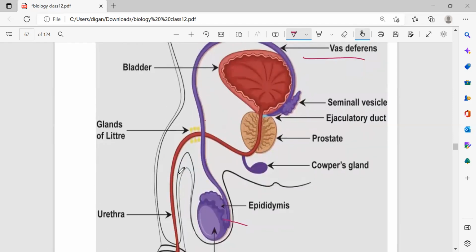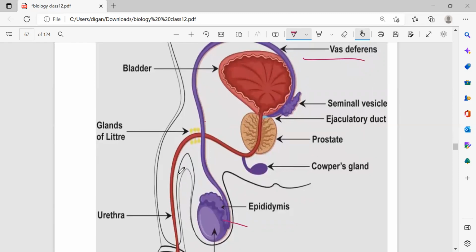So this is the structure of the male reproductive system. This is a simple structure. So if this question comes, draw the structure of the male reproductive system, you just draw this diagram and label it. This is the testis, epididymis, vas deferens, seminal vesicle, ejaculatory duct, prostate gland, Cowper's gland, and this is the urethra.